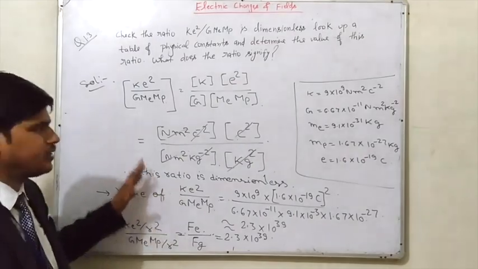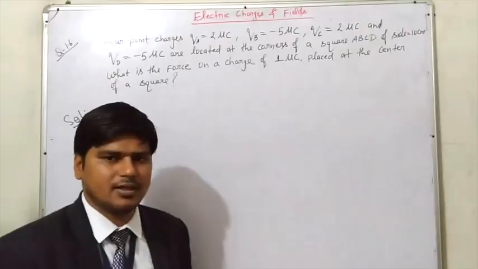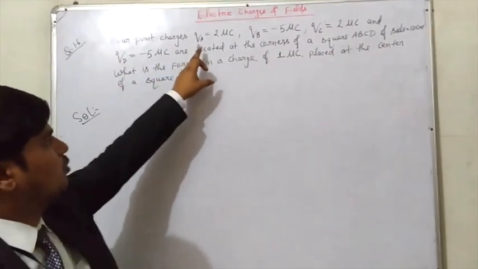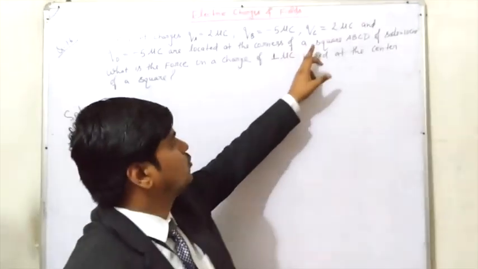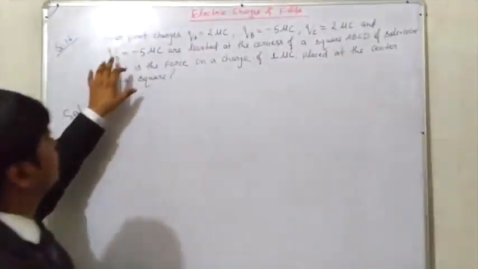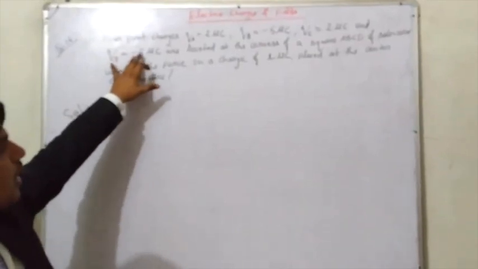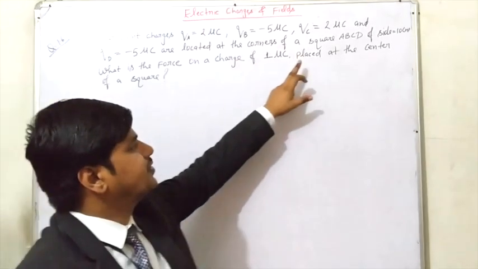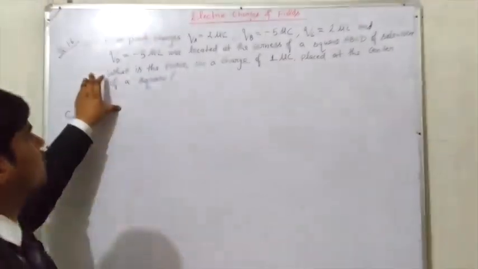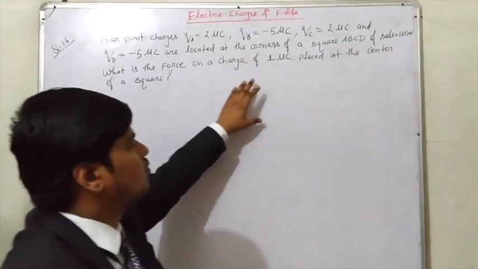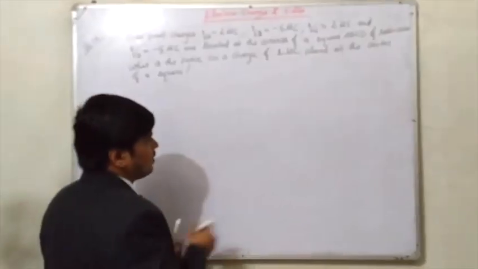Okay students, then we take the next example, question 1.6. Four point charges qA equal to 2 microcoulomb, qB equal to minus 5 microcoulomb, qC equal to 2 microcoulomb and qD equal to minus 5 microcoulomb are located at the corners of a square ABCD of side 10 centimeter. What is the force on a charge of 1 microcoulomb placed at the center of the square? So students, what does it mean?